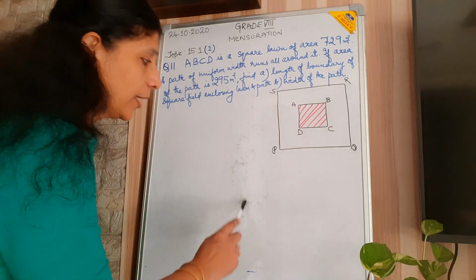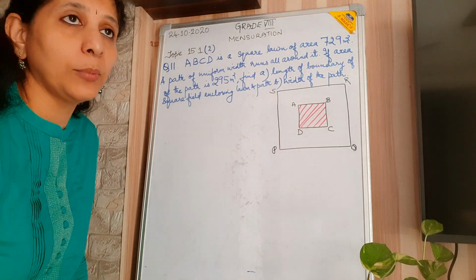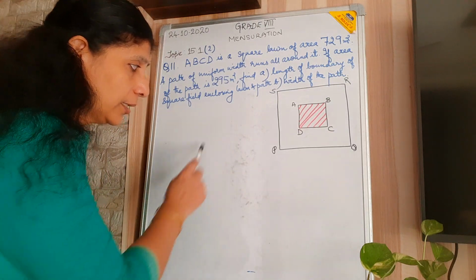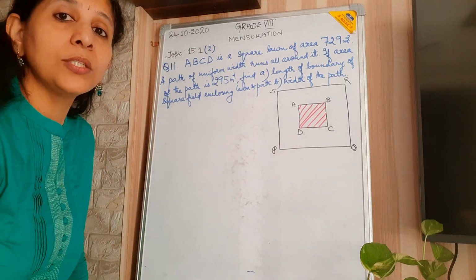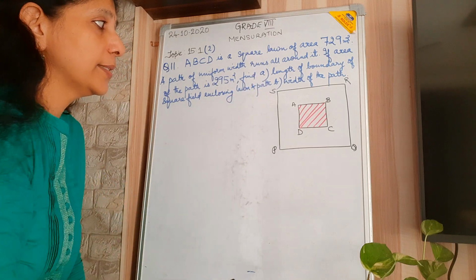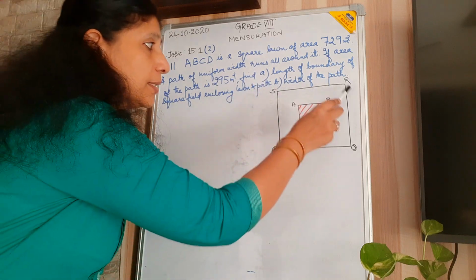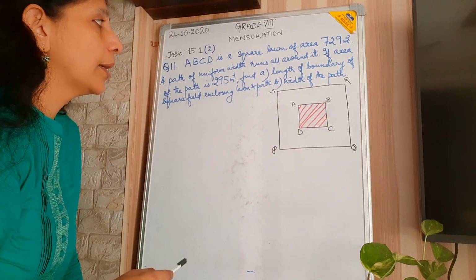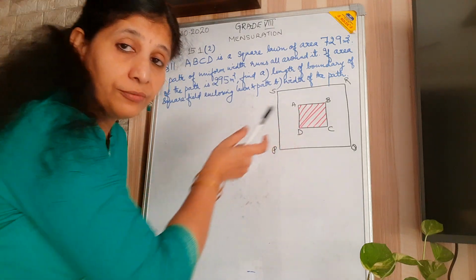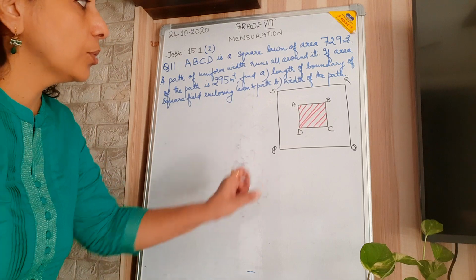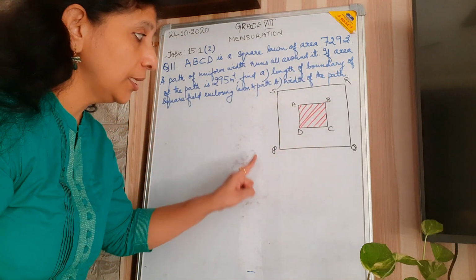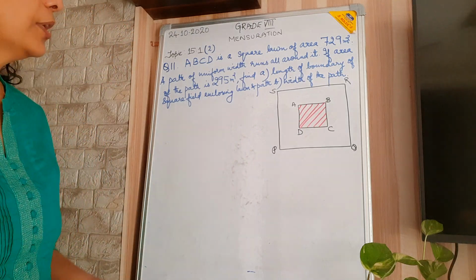Normally you go for jogging in the morning, and in the park you can see the center one is green and you go around it on a jogging path. In the same way, here this is a lawn ABCD whose area is given, and this is the path. PQRS is the path. You want to find the width of this path and also the length of the boundary, that means the perimeter of the big square. So how will you proceed?